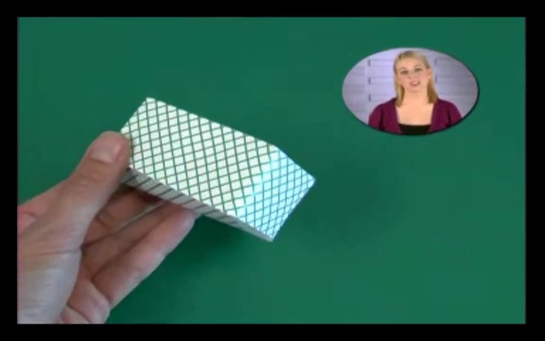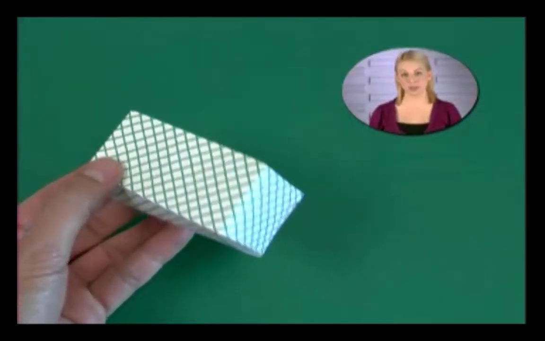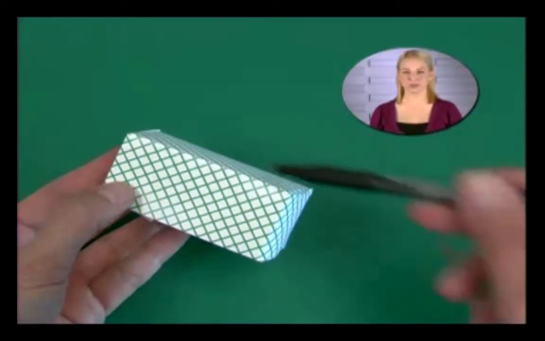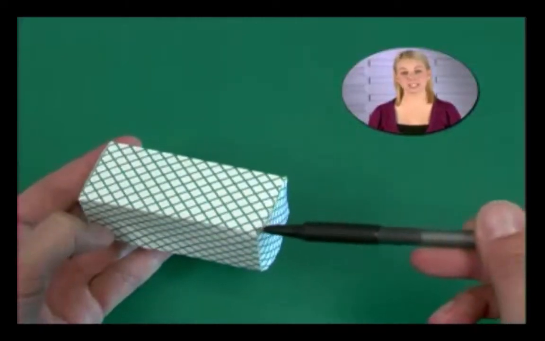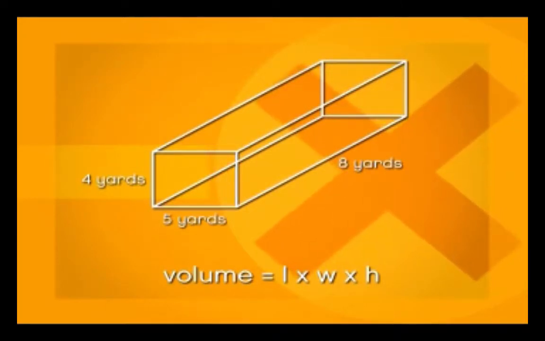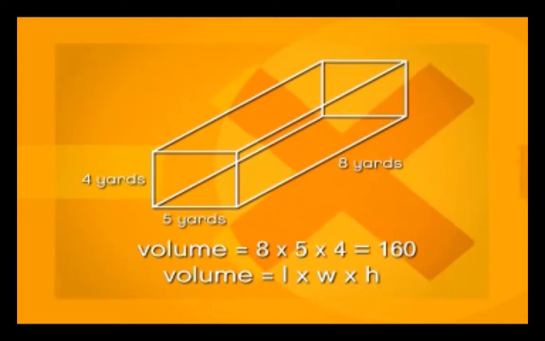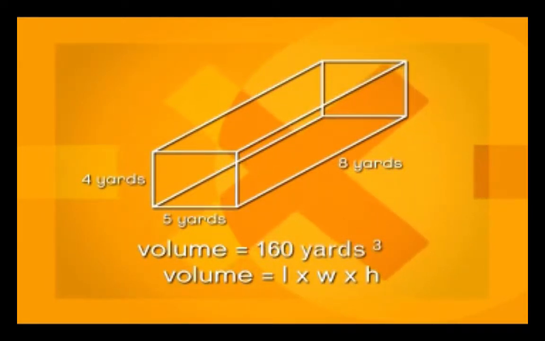Rectangular prism. The formula for the volume of a rectangular prism is length times width times height. So you multiply this times this times this. This rectangular prism has measures of 8 yards, 5 yards, and 4 yards. 8 times 5 times 4 is 160. The volume of this object is 160 cubic yards.